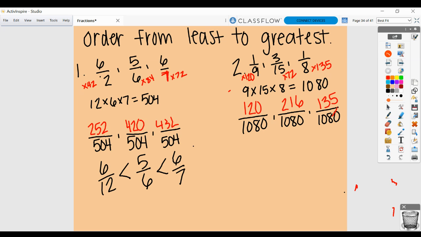Okay, now we want to put these in order. So 120, 135, 216. To match up your original numbers, you would have 1/9, which is smaller than 1/8, which is smaller than 3/15.